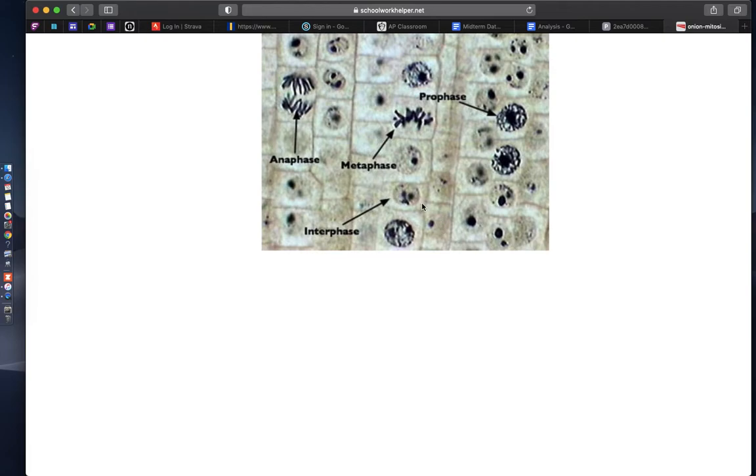And note that there are some cells with very little visible stuff in it, and that might mean that that cell is not currently dividing. It might be in G0 state. It might also be dead because it's a tissue or a cell that hasn't been replaced.